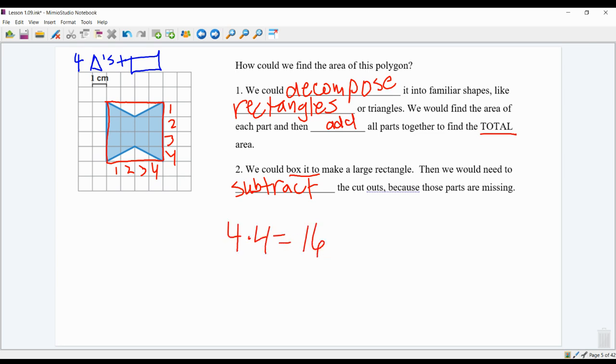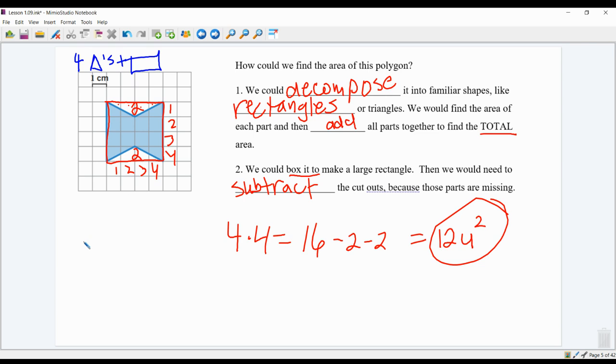But then look, I've got these 2 cutouts to subtract. So I want you to think of this 2 ways. If you notice that this piece and this piece go together to make 1, and this piece and this piece fit together to make 1. Each of these triangles is 2 squares inside. So I would have to subtract 2 and 2, or just subtract 4, and I get a total of 12 units squared as my answer.